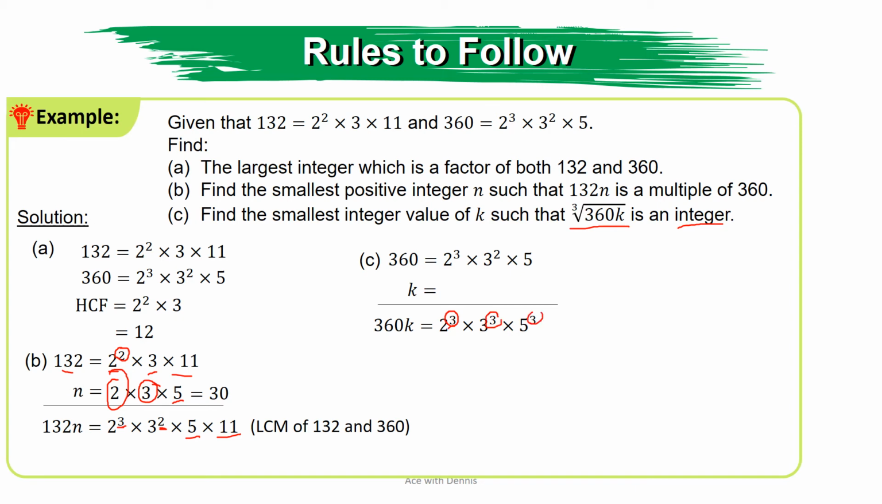Alright, so we compare the 360. There is already 2 cube here, so k has no 2. For 3 square, we still lack one 3, hence k must have a 3 here. Similarly for 5, there is only power 1, it must be 5 square so that 360k has 5 cube. Hence, k is 75.